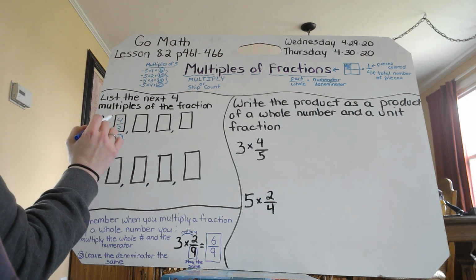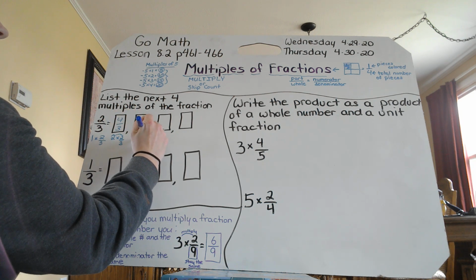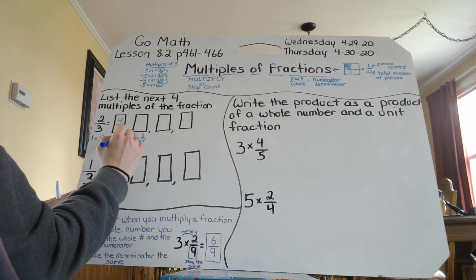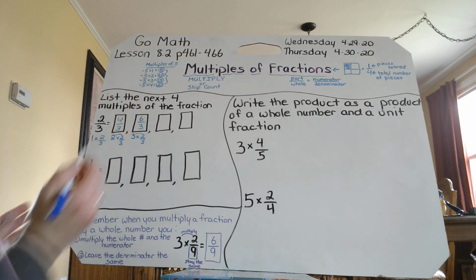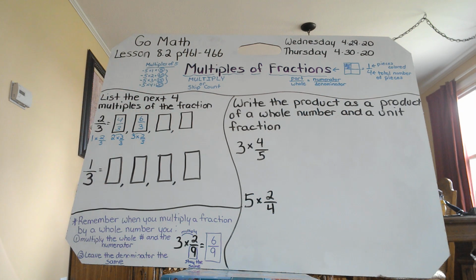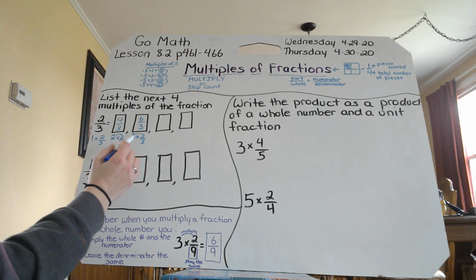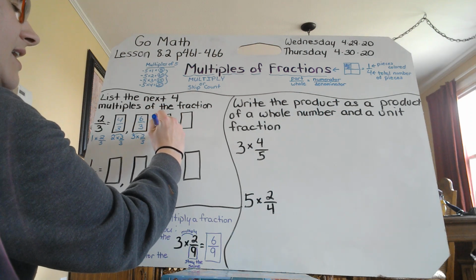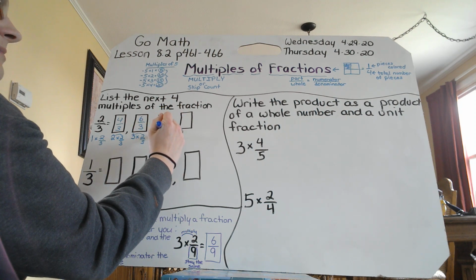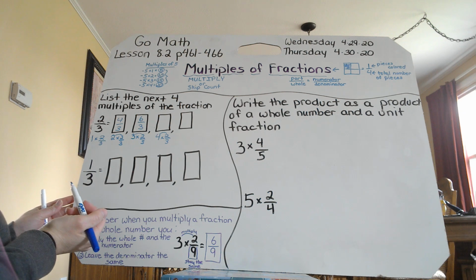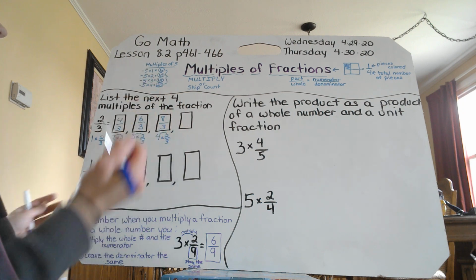Okay, so I have 1 times 2/3, 2 times 2/3. Next would be 3 times 2/3. And I have 3 times 2 is 6, and my denominator is 3 because it doesn't change. It always stays the same. Okay, 1 times 2/3, 2 times 2/3, 3 times 2/3. Next I have 4 times 2/3. And again, my numerator and my whole number get multiplied together. So 4 times 2 is 8 over my denominator of 3.